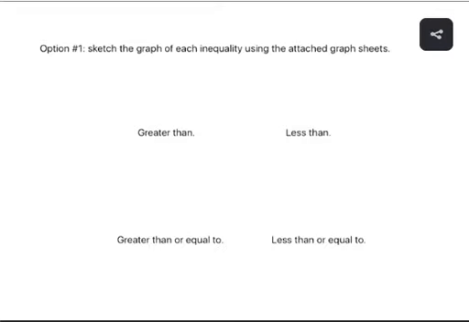Math part of week 2. So this is option number 1. It says to sketch the graph of each inequality using the attached graph sheets. You can find graph sheets located at the end of your choice board, or you can just sketch a picture of a graph on some notebook paper.